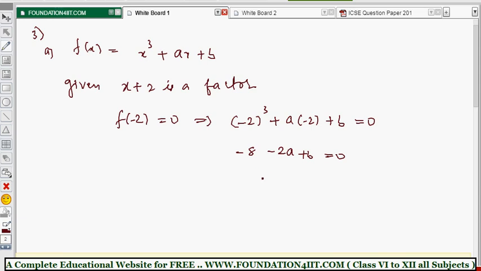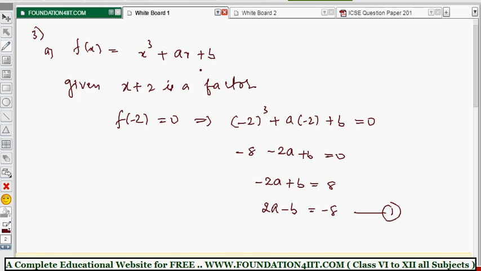Minus 2a plus b is equal to 0. Then minus 2a plus b is equal to plus 8. Okay, take this side. Then you can change: 2a minus b is equal to minus 8. Let this be equation 1. Okay, complete, all the signs are changed.